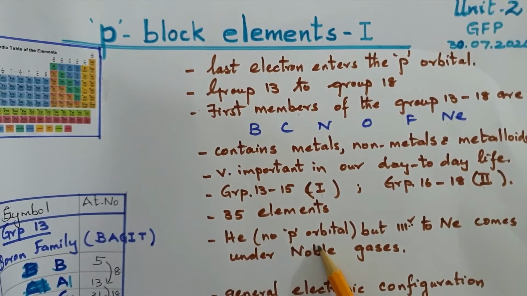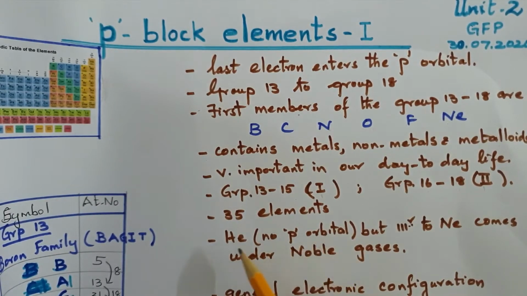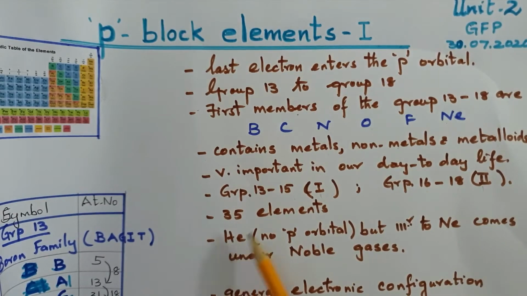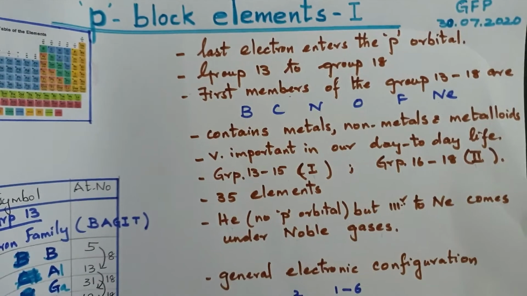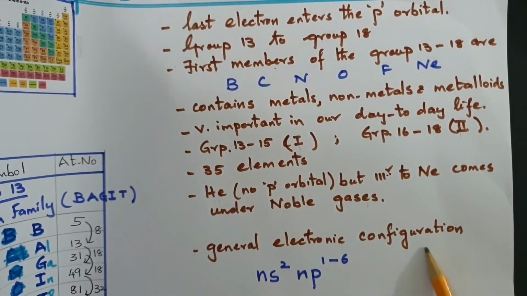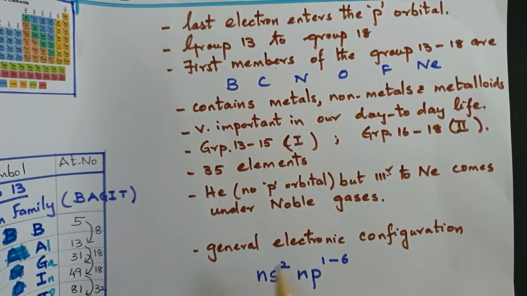Though in helium the last electron is in the s orbital and there are no p orbitals present, since helium is similar to neon, krypton and other inert gases, it comes under the category of noble gases. The general electronic configuration of all the p block elements will be ns2 np1 to 6. n stands for the number of the outermost shell.